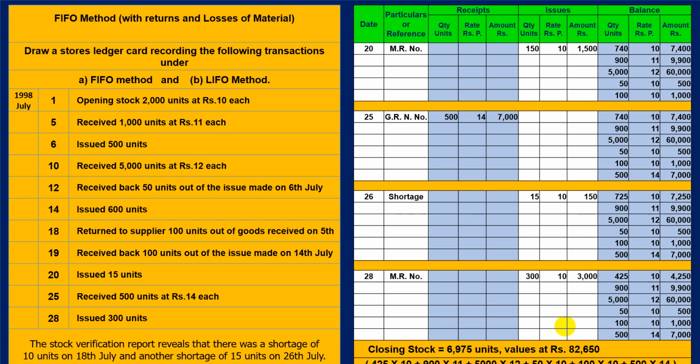As a result of this FIFO method, when we value the closing stock of materials, it will be at the latest price. Thank you. We will meet in the next presentation.